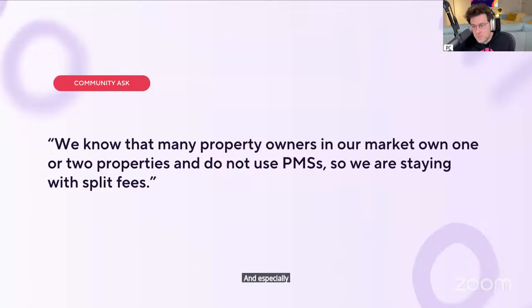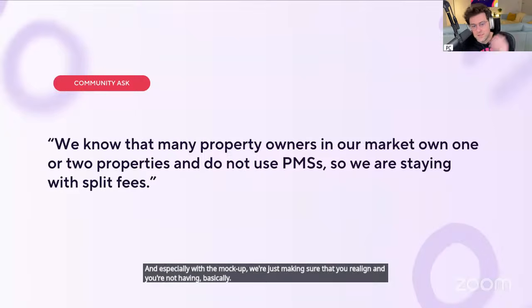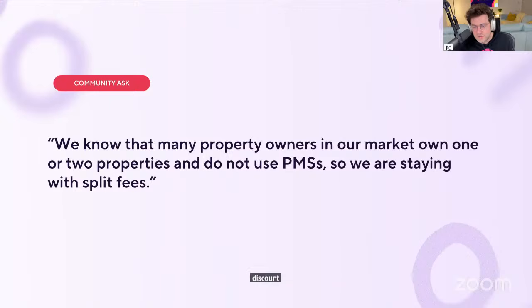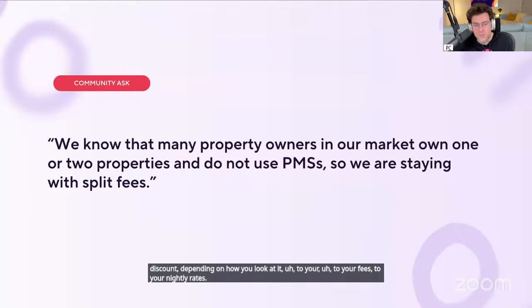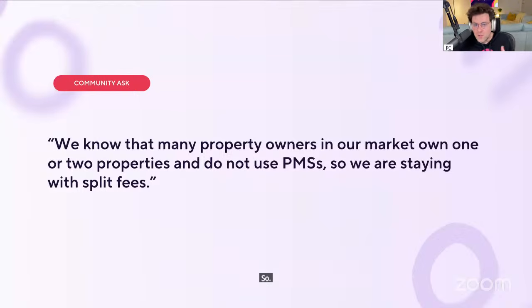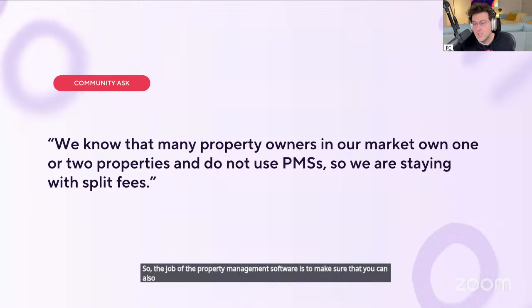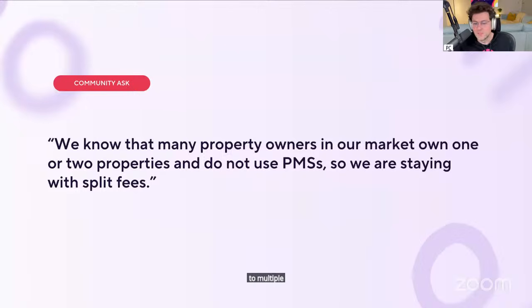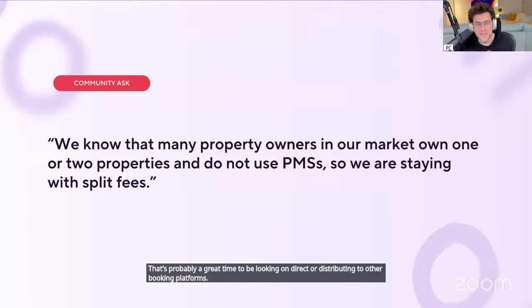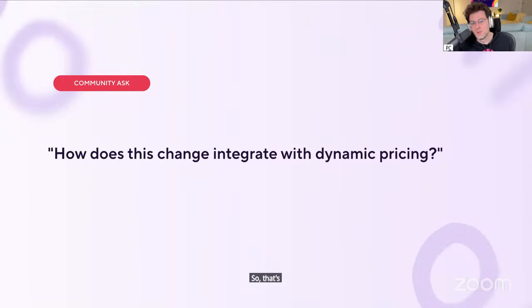And especially with the markup, we're just making sure that you realign and you're not having basically a 15 or 18% discount, depending on how you look at it, to your fees, to your nightly rates, etc., to your accommodation price. So the job of the property management software is to make sure that you can also distribute your inventory to multiple channels. If you are frustrated at Airbnb increasing their rates, that's probably a great time to be looking on direct or distributing to other booking platforms. So that's one particular consideration.